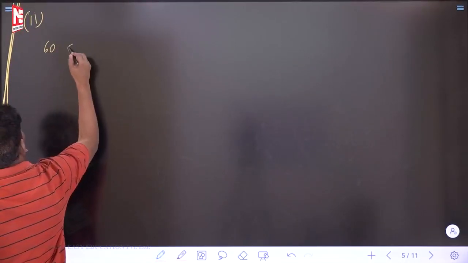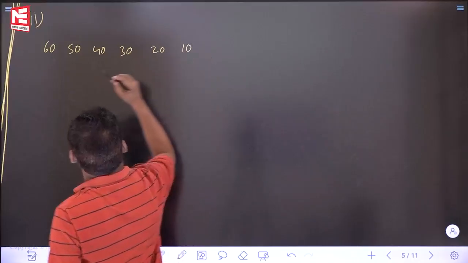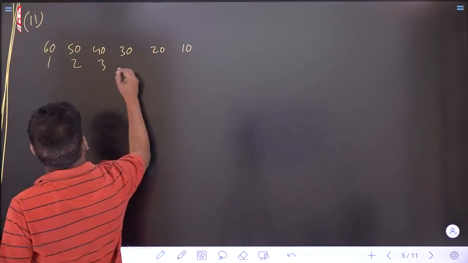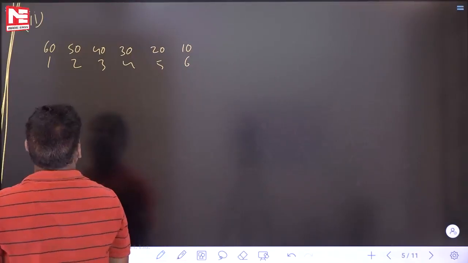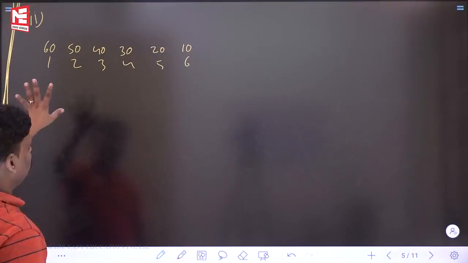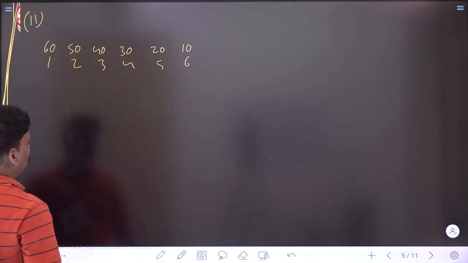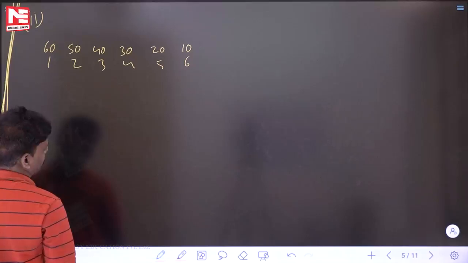60, 50, 40, 30, 20, 10. Positions 1, 2, 3, 4, 5, 6. 60, 50, 40, 30, 20, 10. Right? This is the input. So if you apply quicksort on this, how many comparisons will it take?